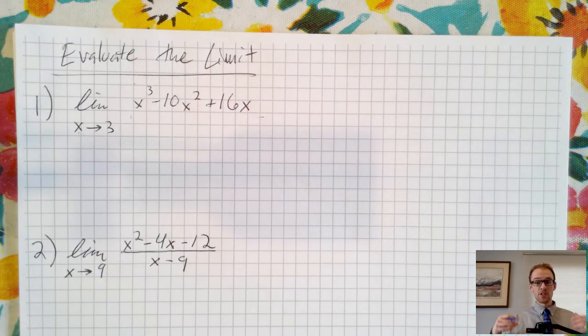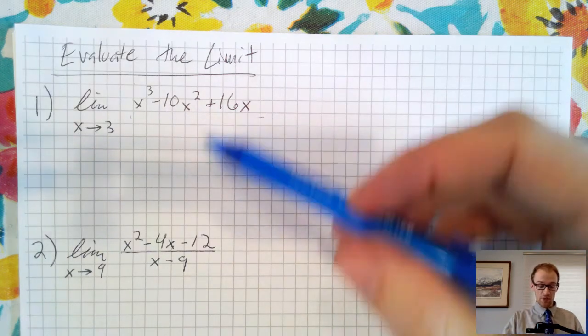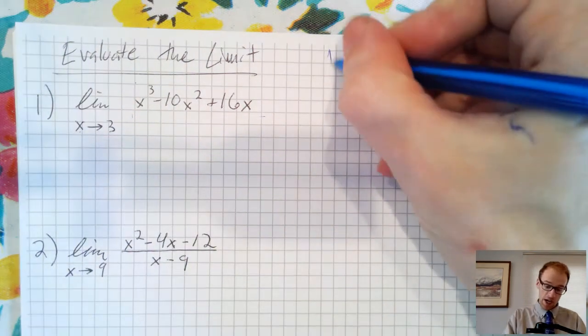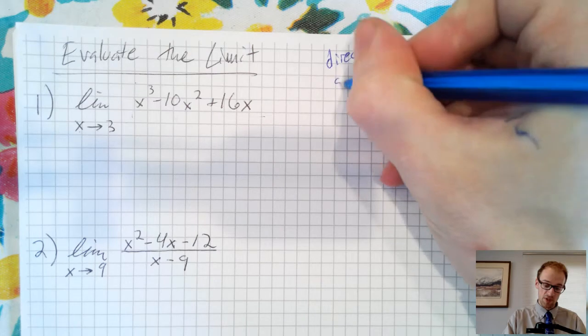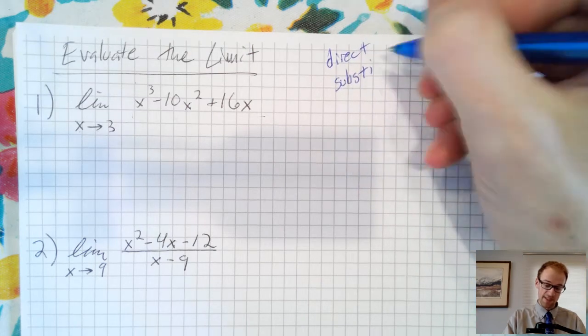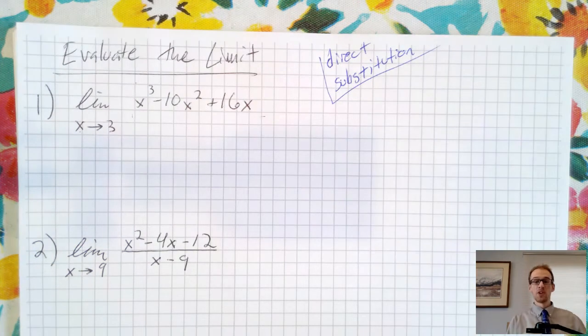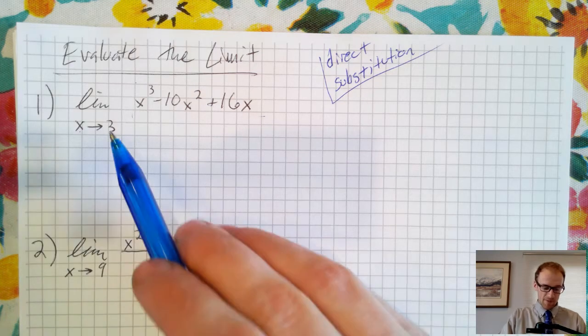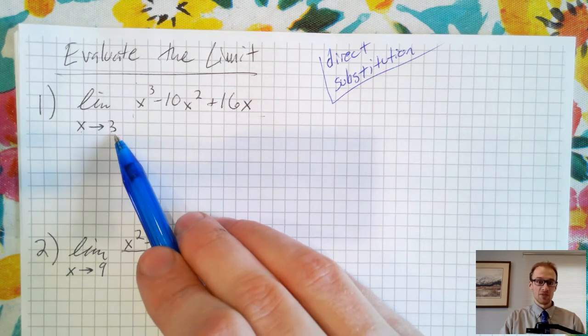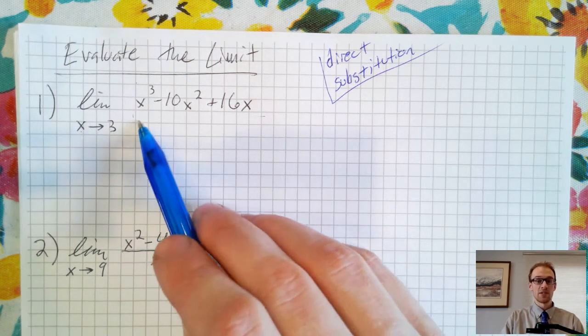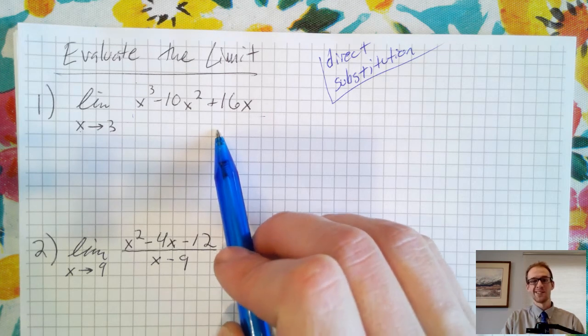So the first thing you try to do when you're evaluating any limit is you try direct substitution. Doesn't always work, but when it does, it's easy. Substitution. That's what we're going to use on this first one. When does direct substitution work? It works when substituting a value, the limit value, into your function doesn't come up with anything undefined.